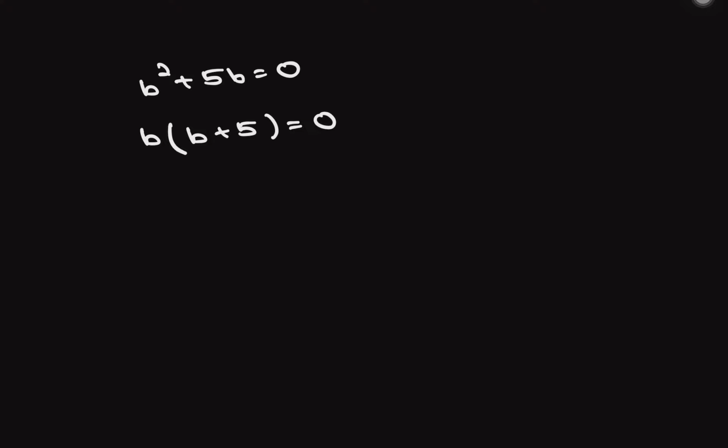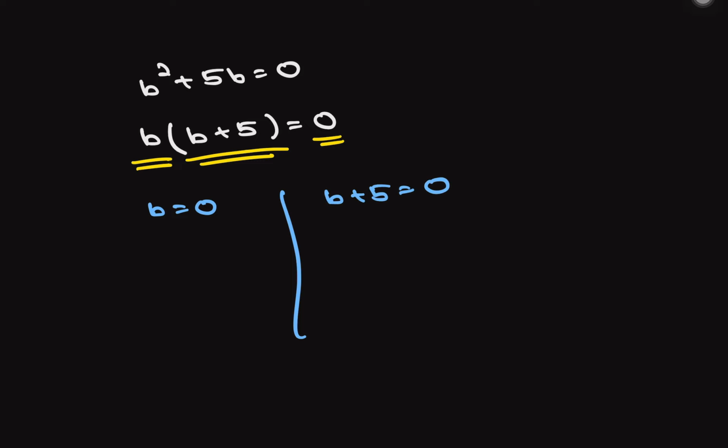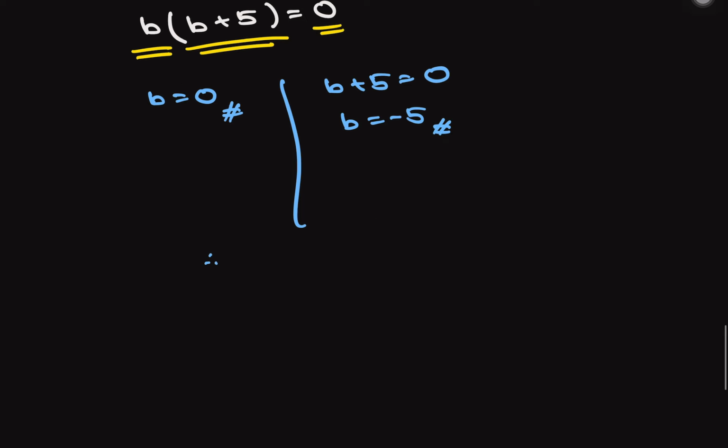And to solve for b, same as the rest, we equate b equals 0 and b plus 5 equals 0. So the first equation that we get will be b equals 0, and for the second equation, b plus 5 equals 0. Now on the left hand side, we have obtained b equals 0, and on the right hand side, we get b equals negative 5. So in this question, we have b equal to 0 and negative 5.